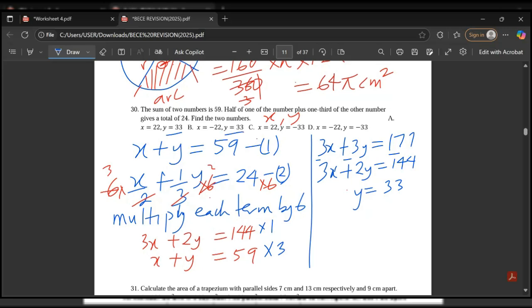Option C is a no-go area. Option D is a no-go area. We have eliminated 2 options. It remains 2 options. So if only 1 is admissible, then we just pick it as our answer. There's no need for you to find the value of x.